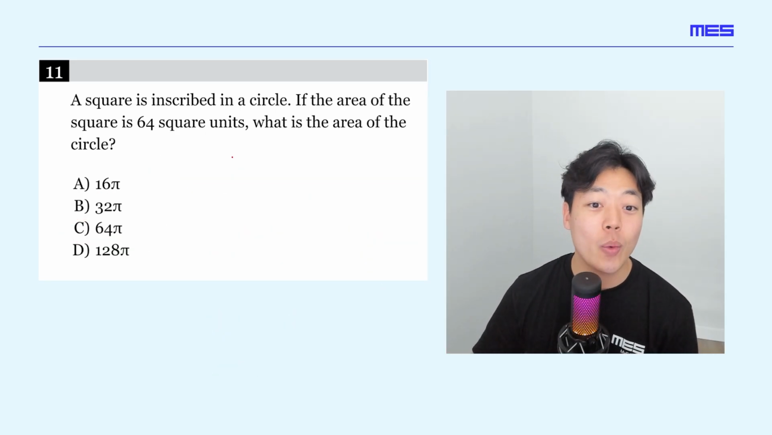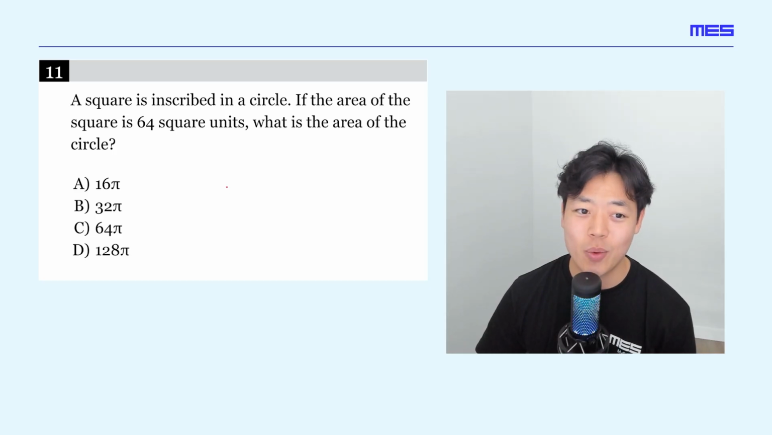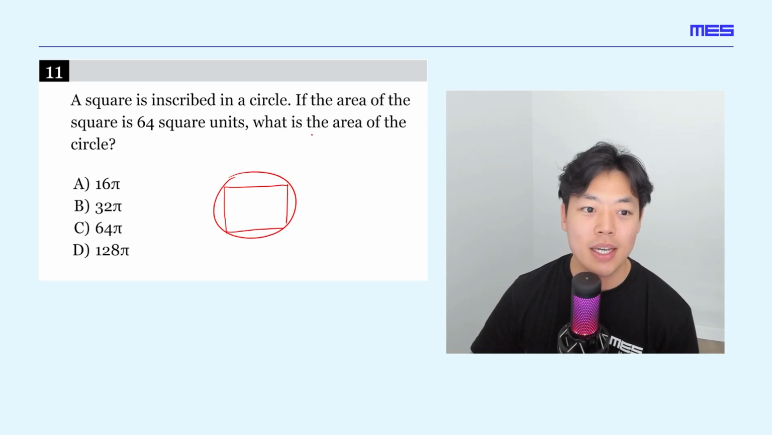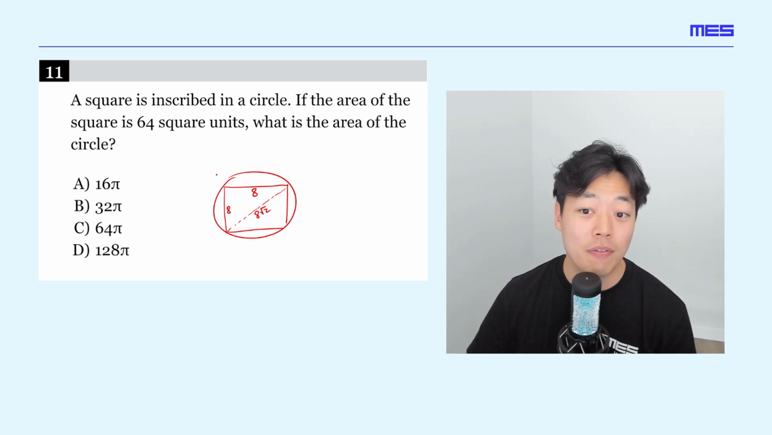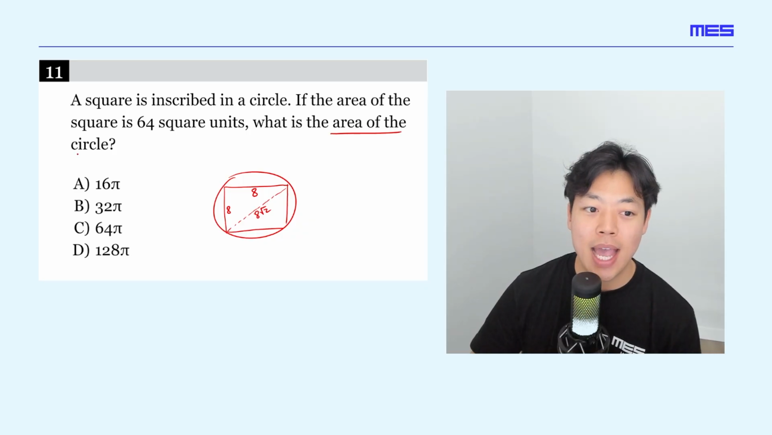Number 11, a square is inscribed in a circle. Usually we're given circles within a square, but this time we're given a circle and a square within. Now from here, if the area of the square is 64 square units, we know right off the bat, each side of the square is 8, giving us the diagonal, which is 8 radical 2. That's also going to be the diameter of this circle. They're asking for the area of the circle.